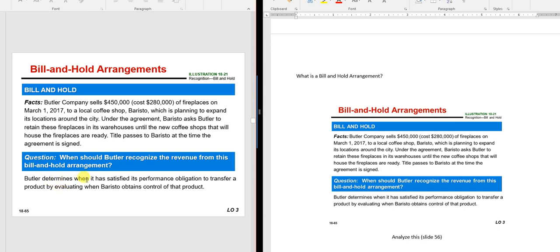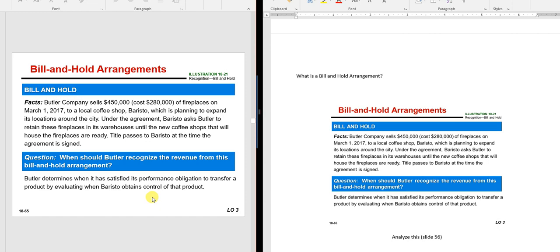They determine when they satisfy their performance obligation by evaluating who obtains control of that product. This one's not as hard as it actually seems. If you say, well, can I resell it to somebody else? Maybe they only needed a sink. You just resell it to somebody else that comes along and make them another one. Then you still own it. It's not a big deal.